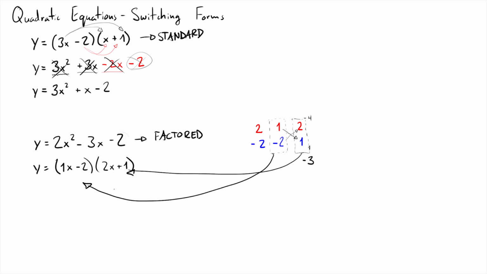And we can always double check to make sure that this is actually true by just expanding and getting rid of these brackets, right? So 1x times 2x is going to be 2x squared. That's what we have here. 1x plus 1x times 1 is just 1x. -2 times 2x is -4x. So -4 plus 1 is -3x. And then -2 times +1 is -2. And everything works out perfectly. So that's how we get into factored form. We just have to figure out a way to factor it.